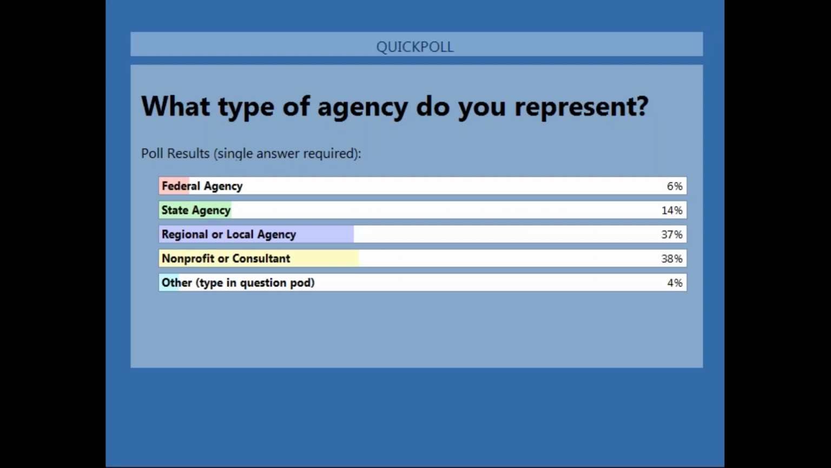About equal parts regional and local agencies, 37%, and then nonprofit or consultants, 38%. Those who picked other, 4%: some universities and a few others, maybe health injury prevention groups. State agencies, about 14% of you represent state agencies, and 6% are with federal agencies. So a good mix, but mostly in the regional, local, or nonprofit and consultant world here today.